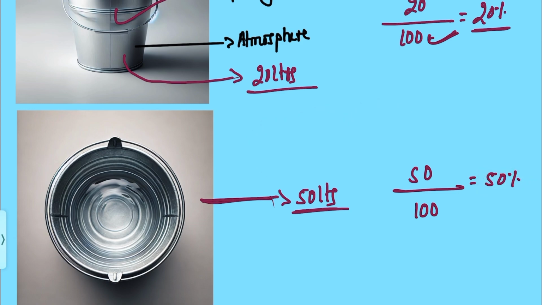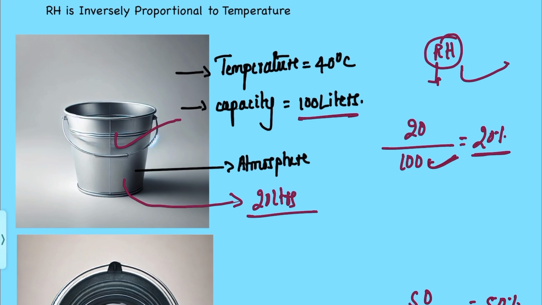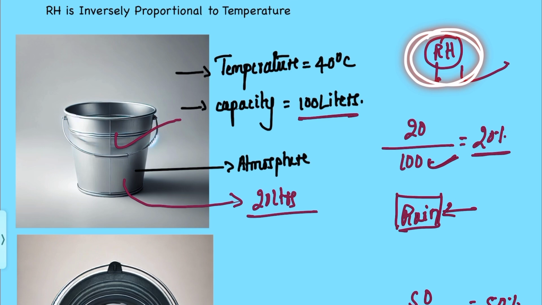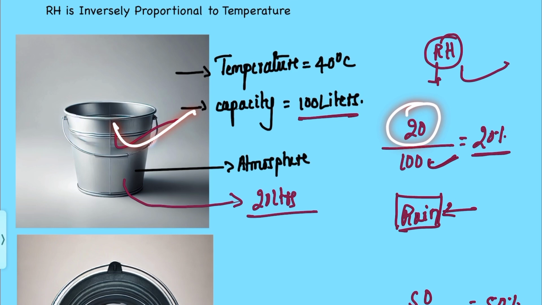Now, you might ask me the question, why are we even calculating the relative humidity? What is the significance of relative humidity? The significance of relative humidity is that while we are looking at the atmosphere, we want to know when it is going to rain, and we need to predict the rainfall, right? And one of the best ways to predict the rainfall is to look at relative humidity. Why? Because if the carrying capacity of this atmosphere at this temperature is 100 liters and the present amount of moisture present is 20 liters, then relative humidity is 20%, right?